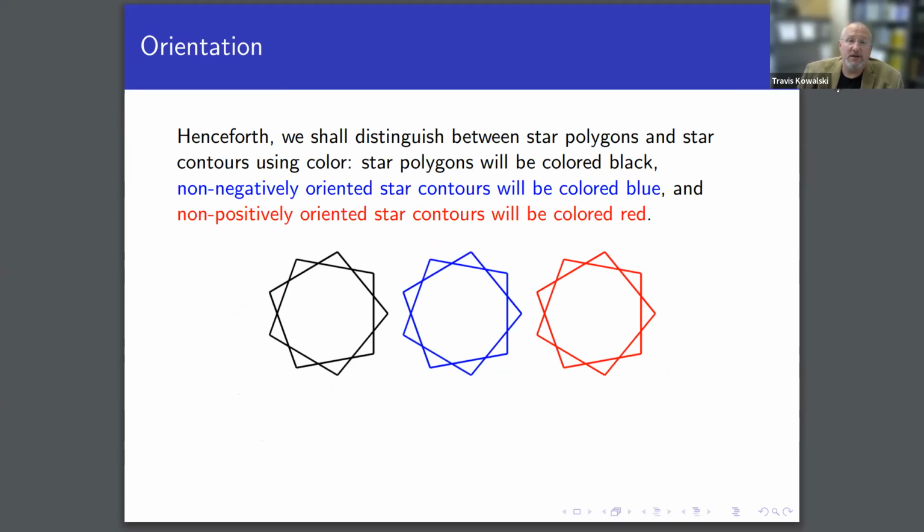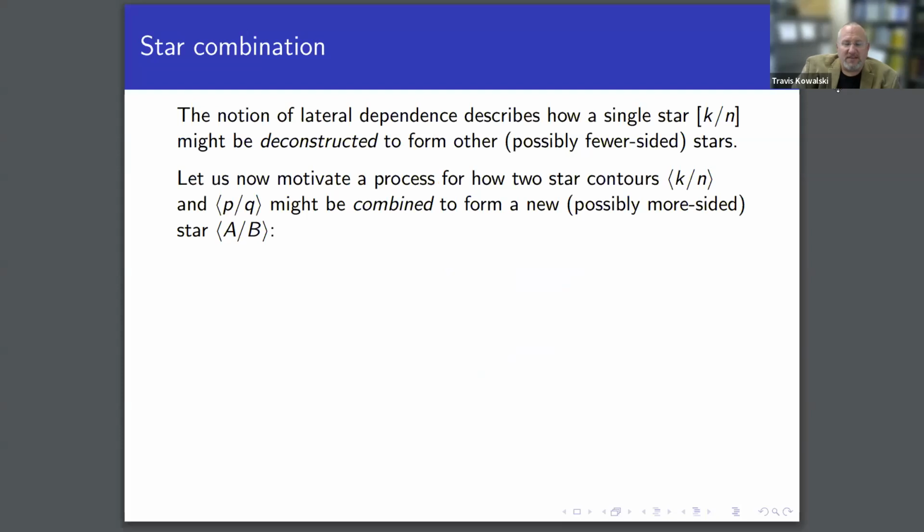And so I'm going to use color. Whenever I draw a black star, it's just going to be the static image of a set. When I draw the same star in blue, I'm meaning the star that has a positive rotation. When I draw the star in red, I'm meaning the star that has a negative rotation, so turning clockwise. So in this case, I have drawn you the unoriented 2-9 star, the oriented 2-9 star, and the reverse oriented 2-9 star. So let's talk about the arithmetic part, the star arithmetic part.